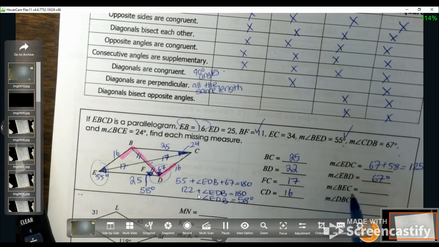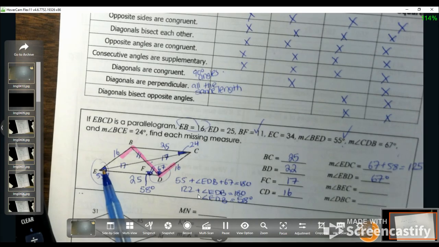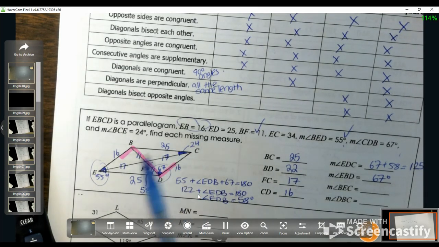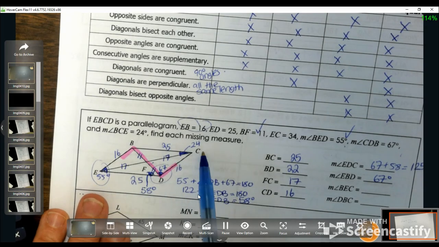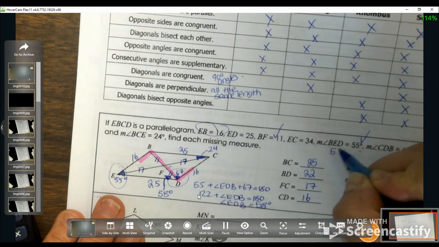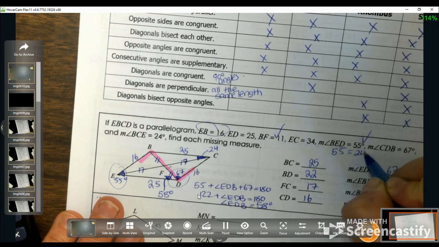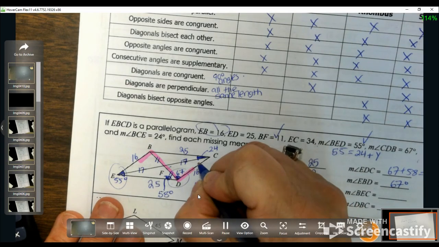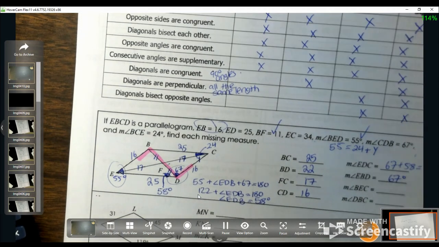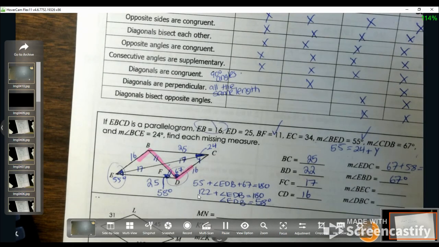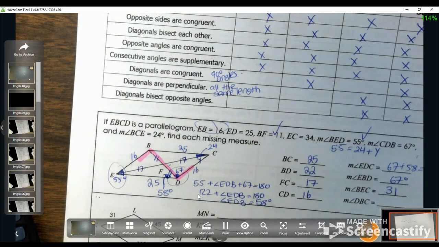Next, we're going to go BEC, BEC, BEC, and I know opposite angles are congruent, so I'm going to go 55 is equal to 24 plus y, and I'm going to put a little y over here. Okay. And I'm going to get 31 degrees.